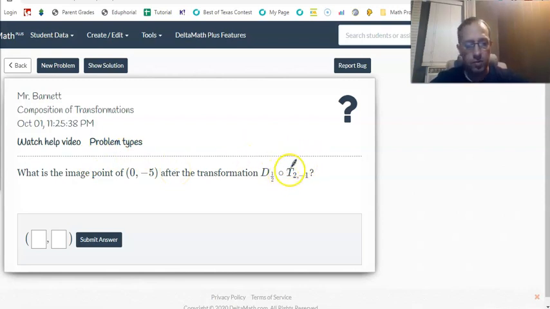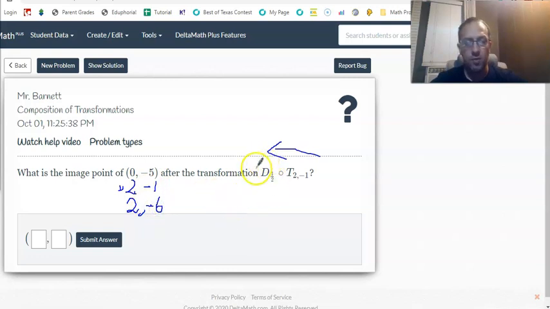So first we're going to do the translation because that's the order that we have it in. Remember, I'm always going to go from the right on these because it's weird. So first we do 2, -1 for the translation. All we do is take that vector and add it to the point. So we have 2, -1, so I'm going to do +2, and -1. So 0 + 2 is 2, and -5 - 1 is -6.